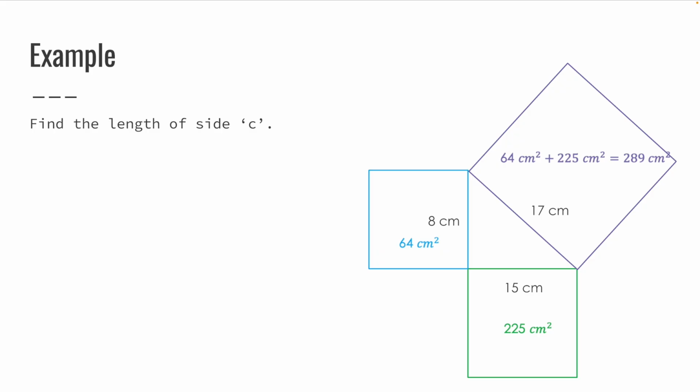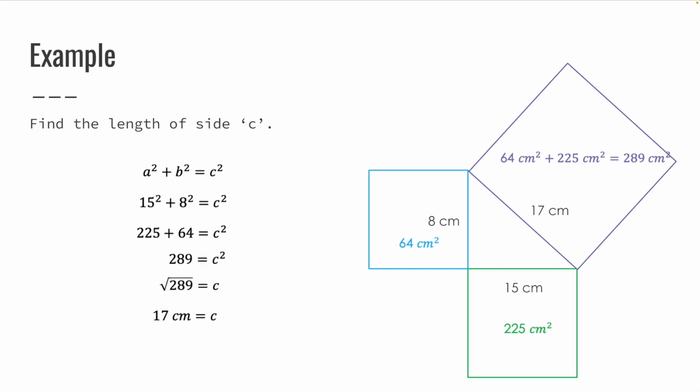So let's look at that in the formula. I put 15 squared plus 8 squared, and it doesn't matter if you switch A and B. So it can be 8 squared plus 15 squared, or 15 squared plus 8 squared. Either way, you'll get the same answer of 289. Then you're going to square root that to get 17 centimeters.